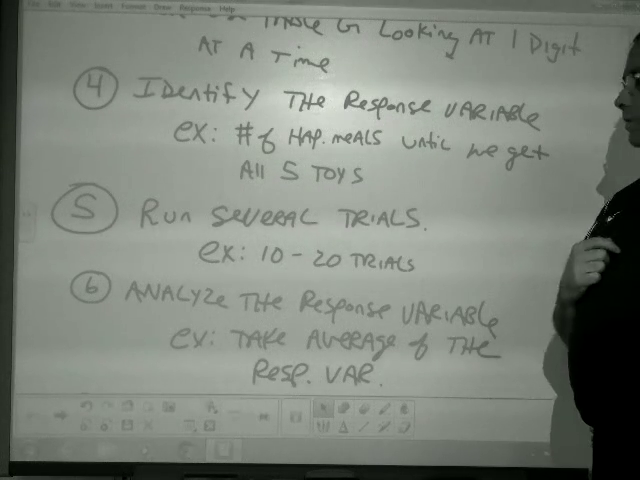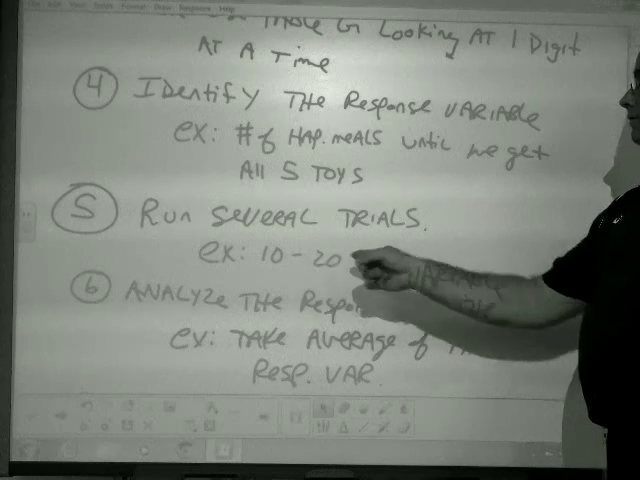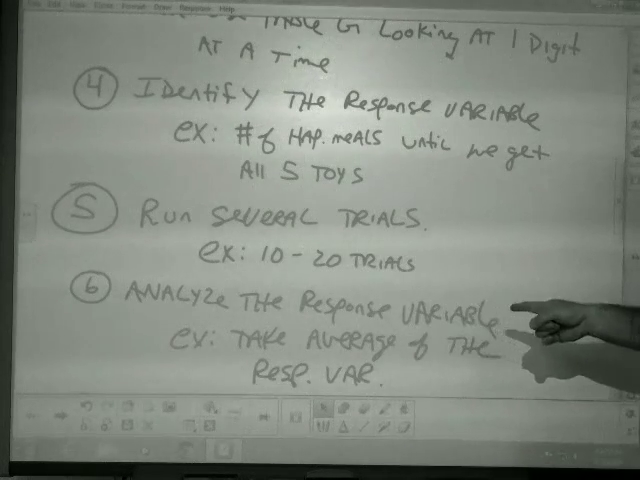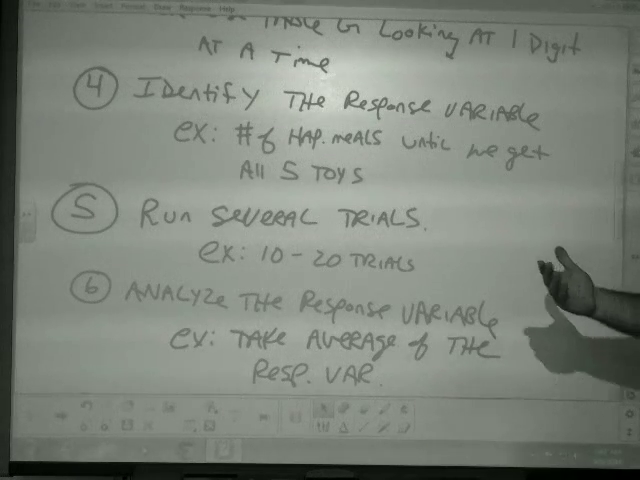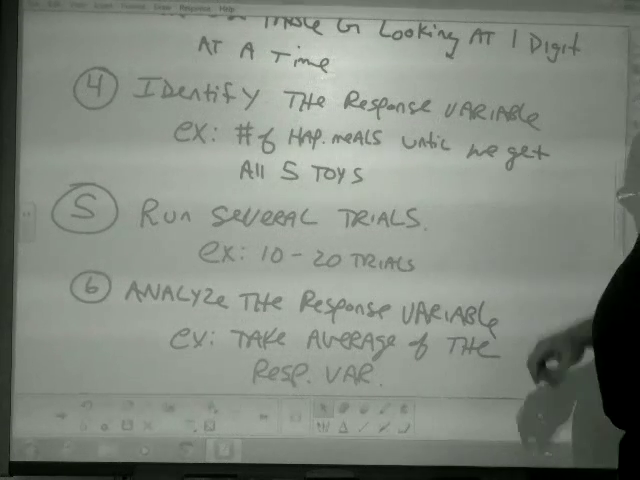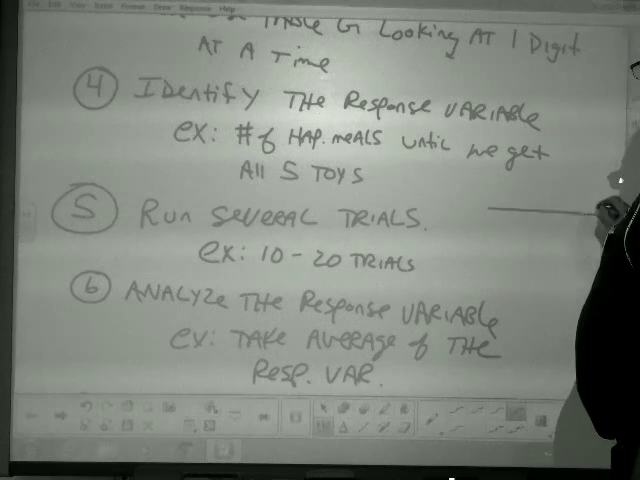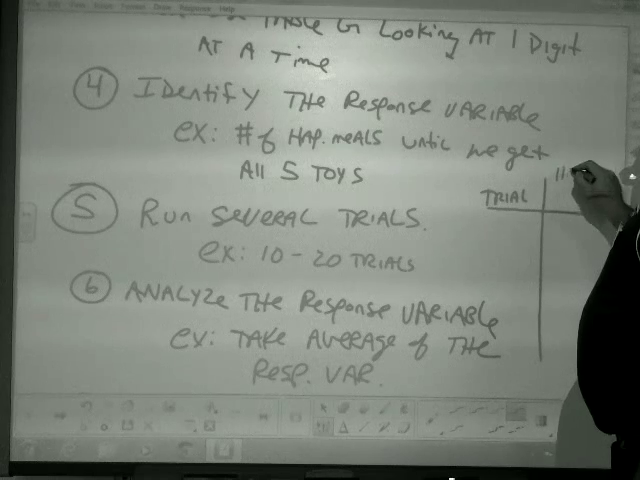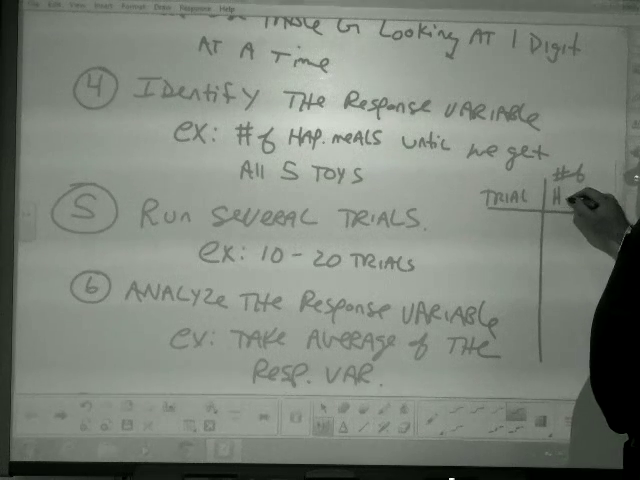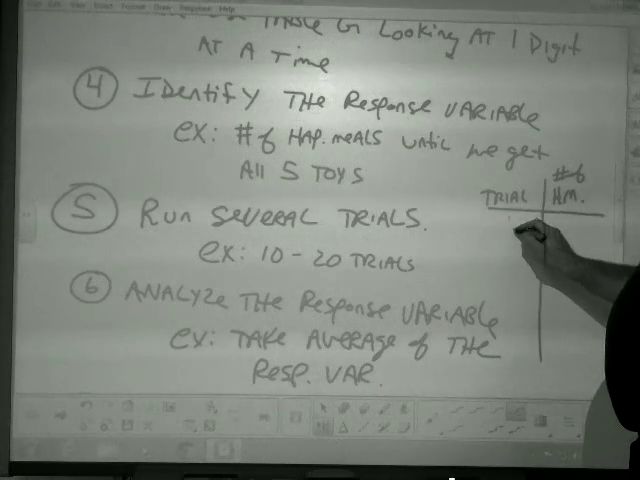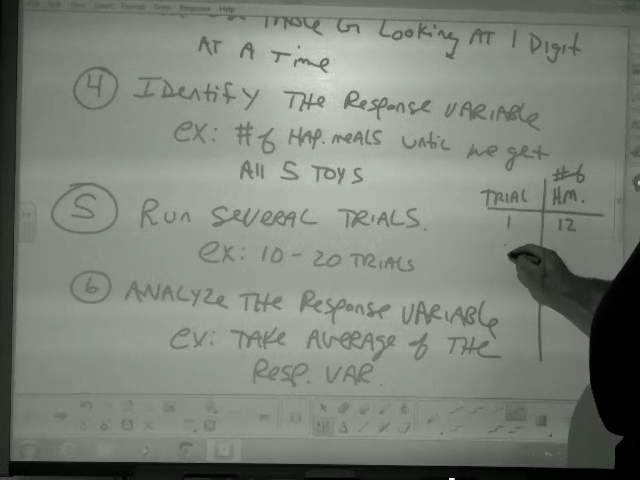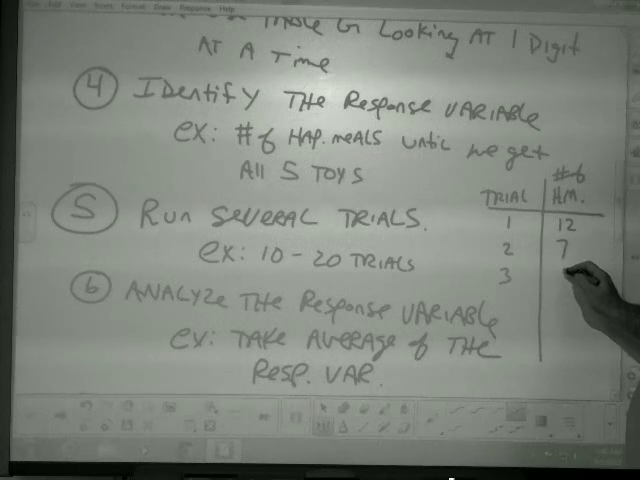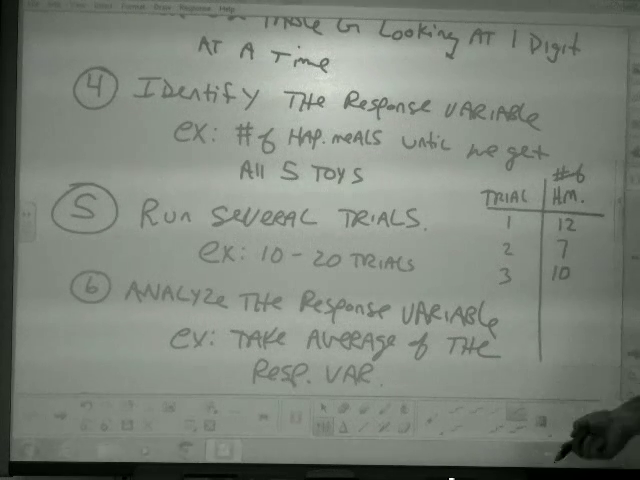Run several trials of this. You would do maybe 10 to 20 trials of it. All right? And then analyze the response variable. If I do 10 trials, you would make a table with the trial and then the number of Happy Meals it takes. So let's say trial 1, it takes me 12. In trial 2, oh, I got lucky. I only needed 7 Happy Meals. In trial 3, maybe it took me 10 Happy Meals, and so on.